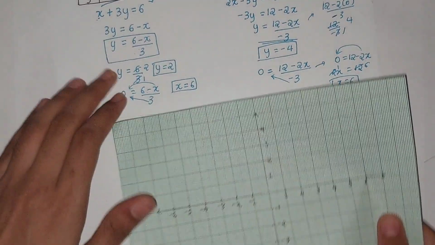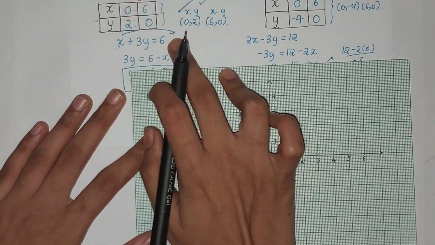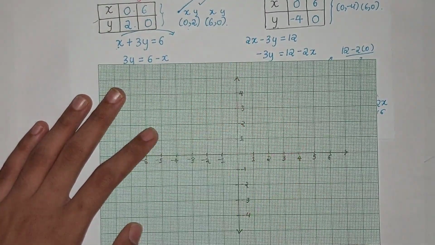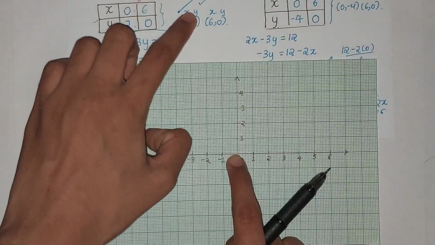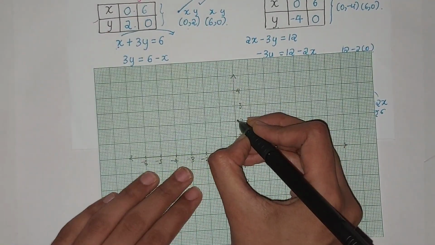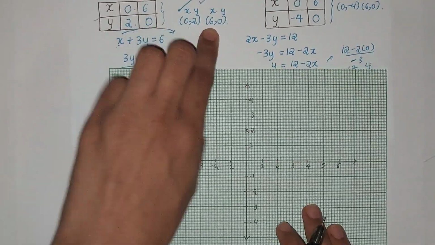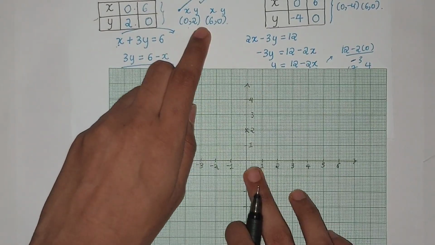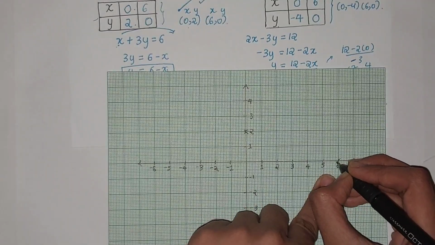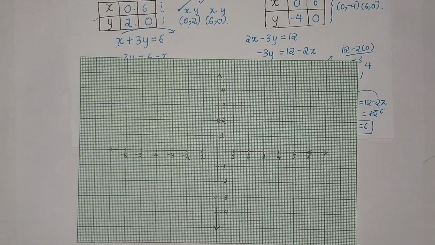Now the first coordinates of the first equation are x comma y is 0 comma 2 and next is 6 comma 0. First, x is 0, which means the origin, and y is 2. If y is 2, I'm going to go up from here. So this is my 2. Next, x is 6, so first find 6. Now y is 0, which means you're going to mark it here only. Okay, got it? So you should plot it properly.